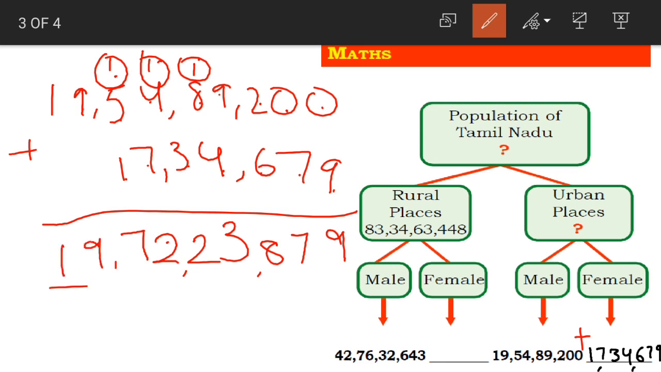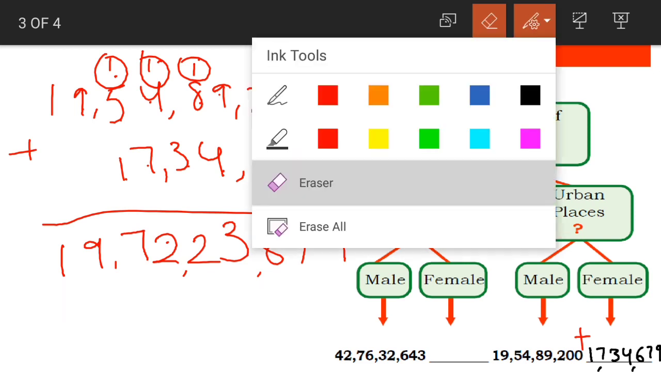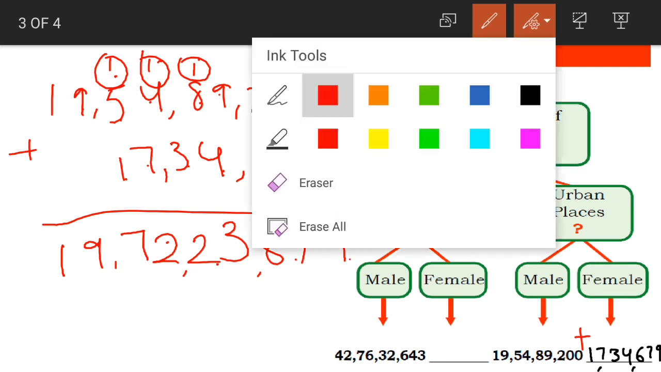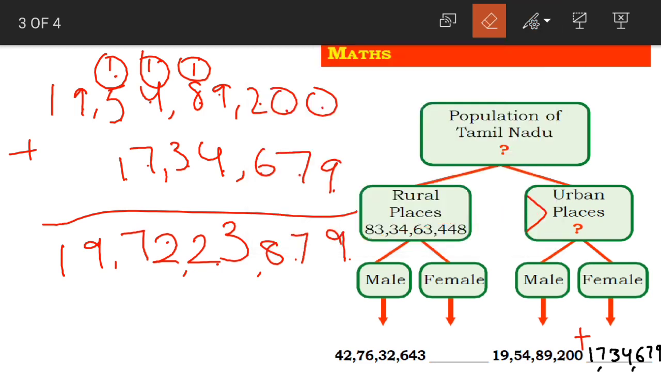What is it, children? 19 crores 72 lakhs 23,879. Now this is the number of people living in the urban places of Tamil Nadu. Yes, children. Now what do we have? We have rural places. Total population of rural places was already given. Now we have found out the total population of urban places. Now when we add these two, what will we get, children? Yes, we will get the total population of Tamil Nadu.